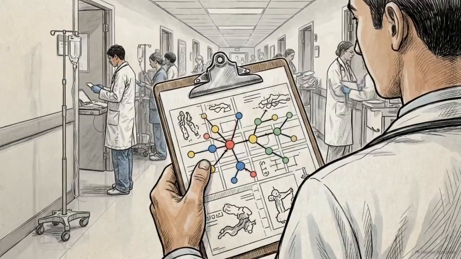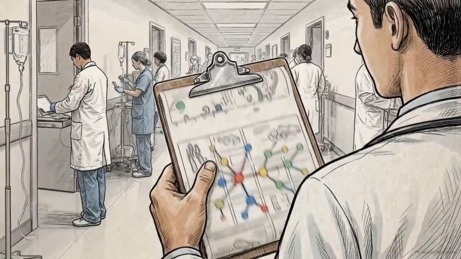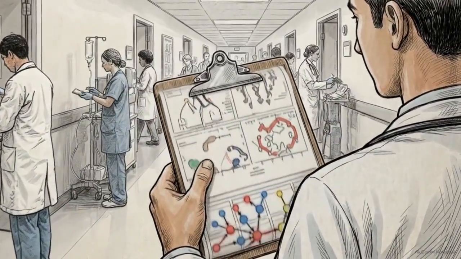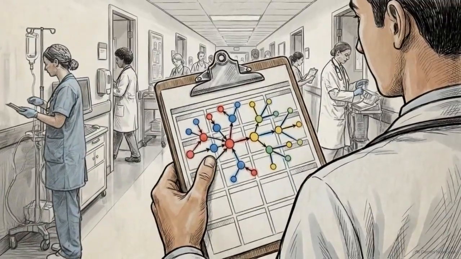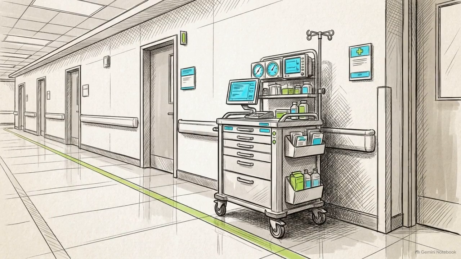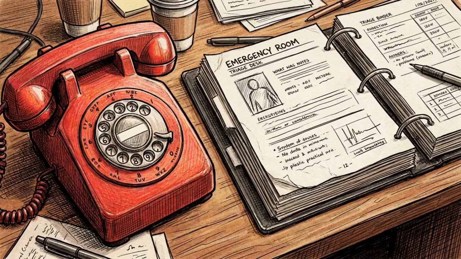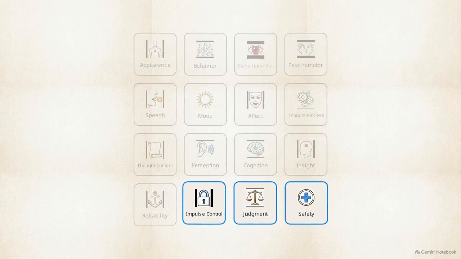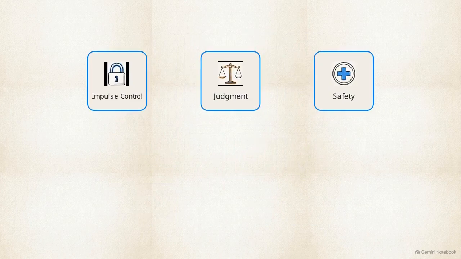This documented exclusion pivots the clinical focus toward alternative etiologies, such as a substance-induced state or an acute trauma response. Rigorous documentation of what is not occurring prevents misdiagnosis and directs critical acute medical resources more effectively. Beyond diagnostic categorization, the intake process must facilitate immediate triage and risk assessment. To achieve this, we isolate the final domains of the matrix: impulse control, judgment, and safety.